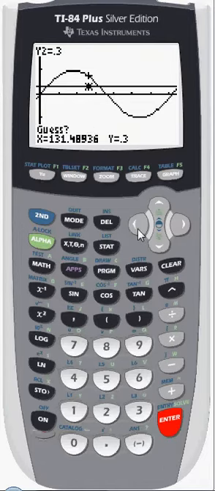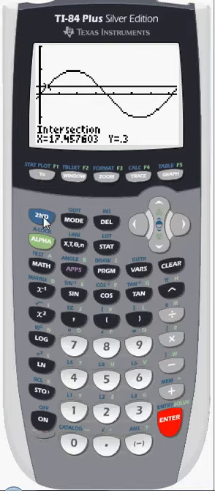And then it says guess. Well, there are 2 points to guess at, and I am going to start by guessing over here on my far left point. So I get close enough and I press enter, and it's guessed that the point where they cross, with 3 significant figures, is 17.5.